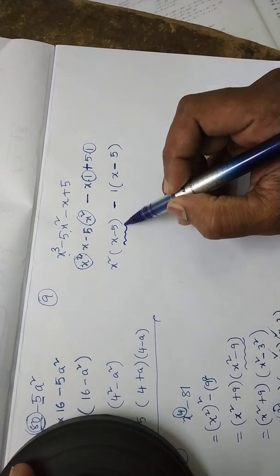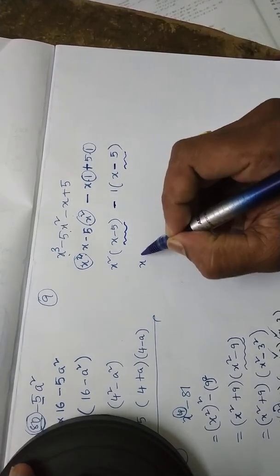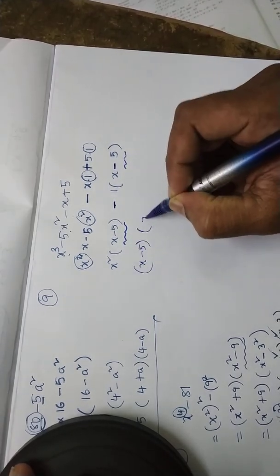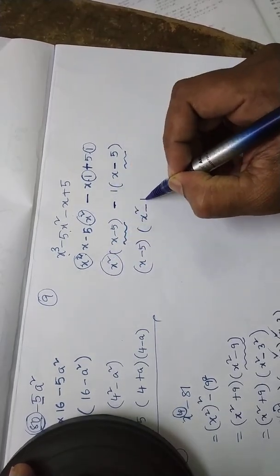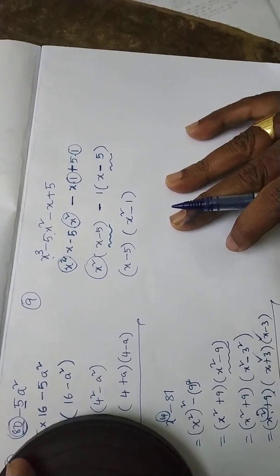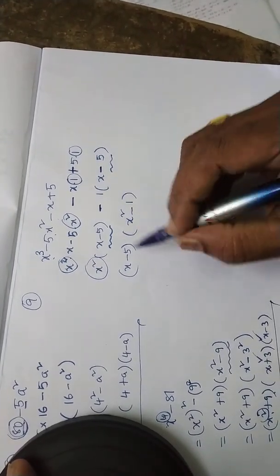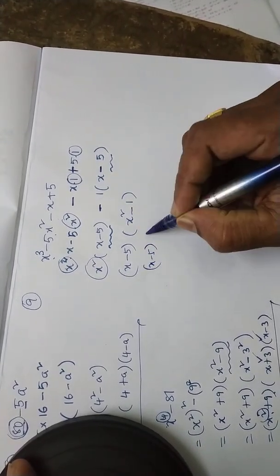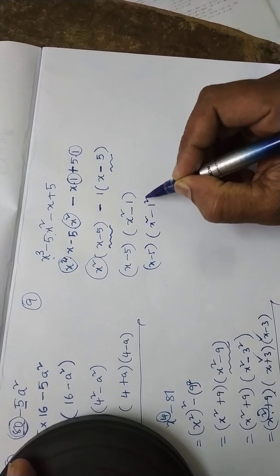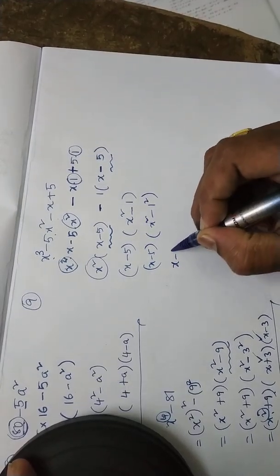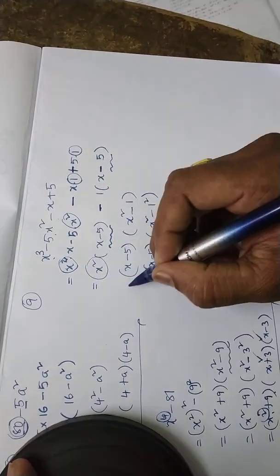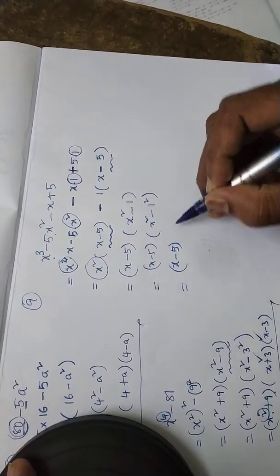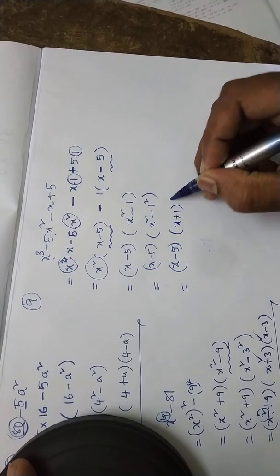Now you got the bracket factors equal. So x minus 5 into the remaining. Remaining means what? This x square and this minus 1. x square minus 1. Now you got an identity, difference of two squares, a square minus b square. This is x square and 1 square, 1 square equal to 1 only. So x minus 5 into, you can keep a bracket, and this you can write as x plus 1 into x minus 1.